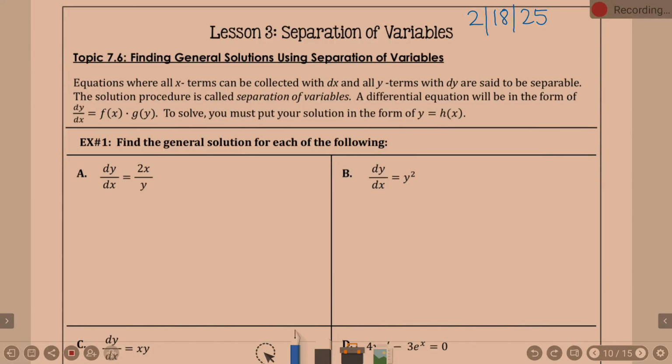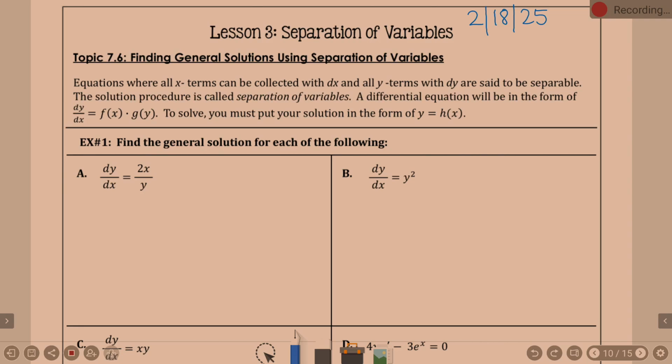3 is separation of variables. So being able to separate the variables, basically integrate, to go from having a dy dx equation to just having a regular y equation, an xy equation, okay? So equations where all x terms can be collected with dx and all y terms with dy are said to be separable. The solution procedure is called separation of variables.